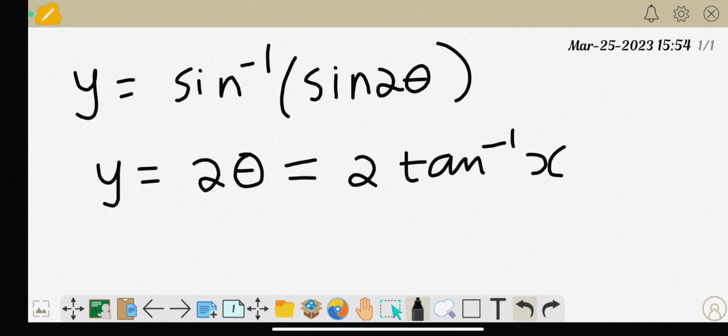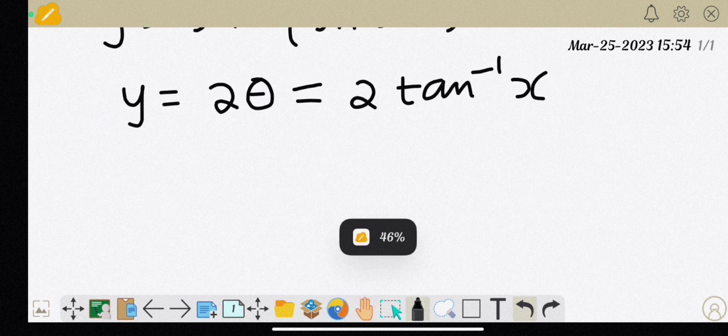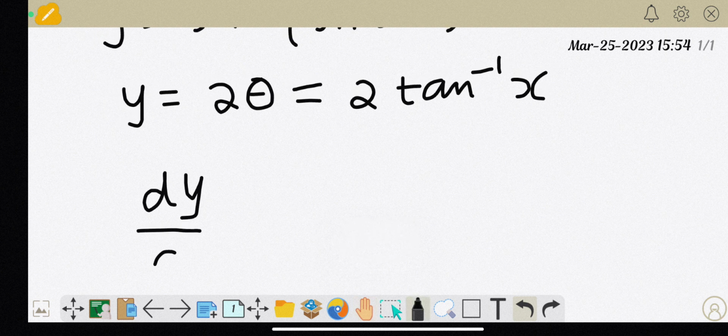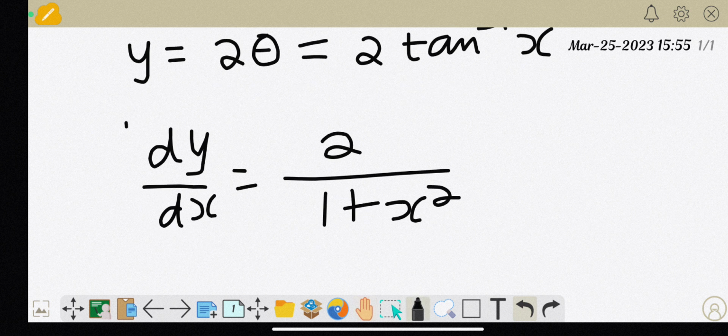Okay. So do we know the formula for tan inverse x? Yes, we know the formula, correct. So dy by dx is equal to 2 times the derivative of tan inverse x, which is 1 by 1 plus x square. So this is our required answer.